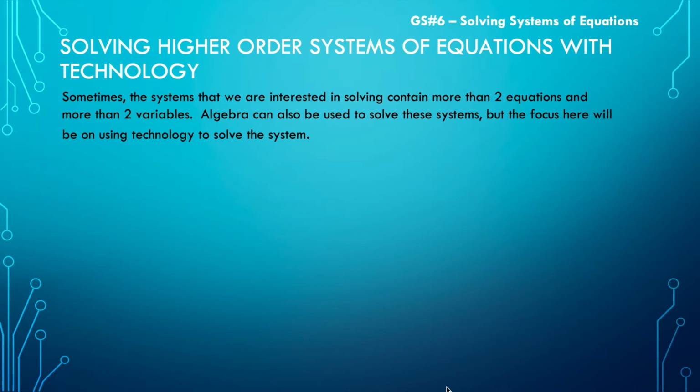Well, sometimes the systems that we are interested in solving contain more than two equations with more than two variables. So this can be solved using algebra, but often we will rely on technology when we have these higher order systems. So how do we do that?